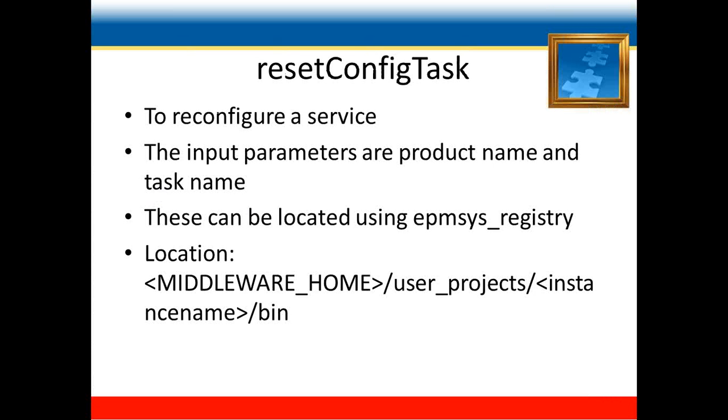Then another important utility from the infrastructure aspect is reset config task. This is to reconfigure a service. This utility is basically targeted for reconfiguration of a service. We'll have to provide a couple of options while running this utility, which are input parameters: the product name and the task name.